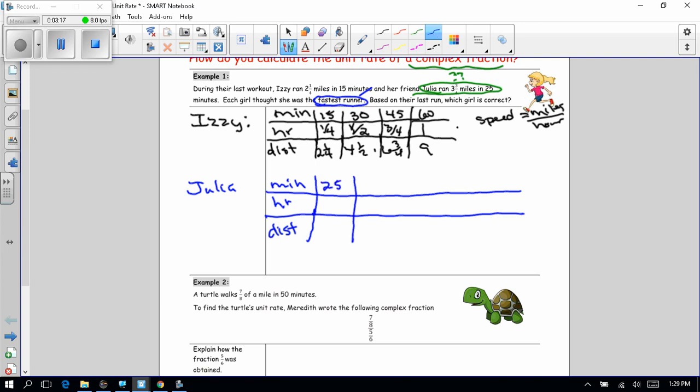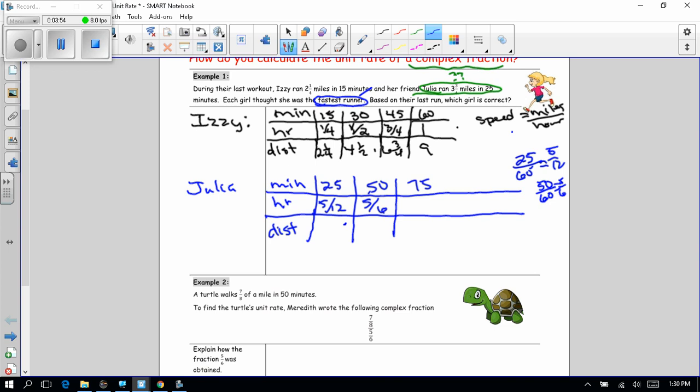25 minutes, 50 minutes, 75 minutes. And 25 minutes out of 60 minutes in an hour: if I reduce that, 5 goes into both, so 5/12 of an hour. Yeah, nobody talks like that. That's kind of weird. 50 minutes out of 60 could be reduced to 5/6, so that's 5/6 of an hour.